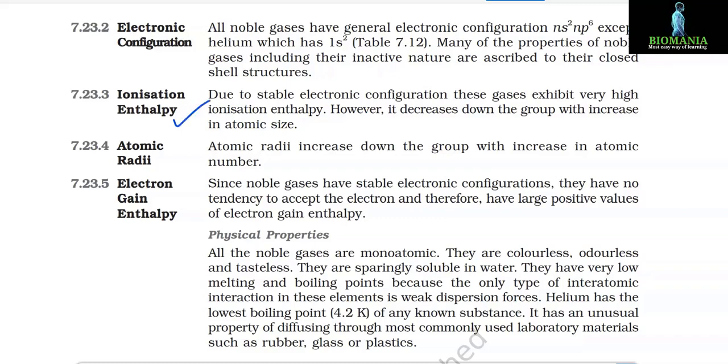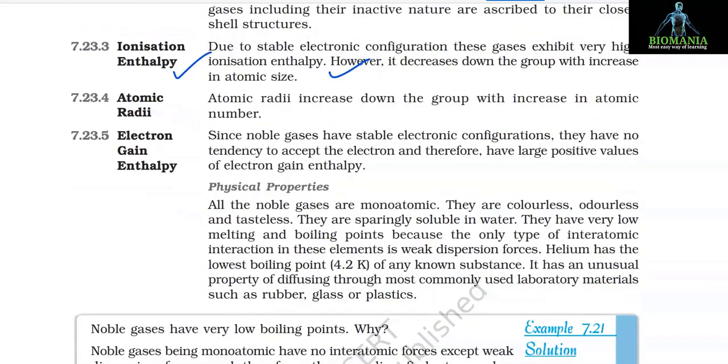Next one is ionization enthalpy. Due to stable electronic configuration, these gases exhibit very high ionization enthalpy. However, it decreases down the group with increase in atomic size. After that, atomic radii. Atomic radii increase down the group with increase in atomic number.